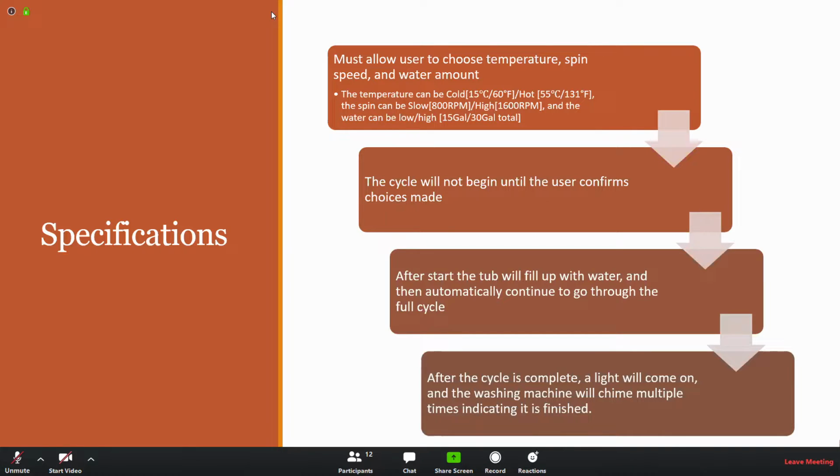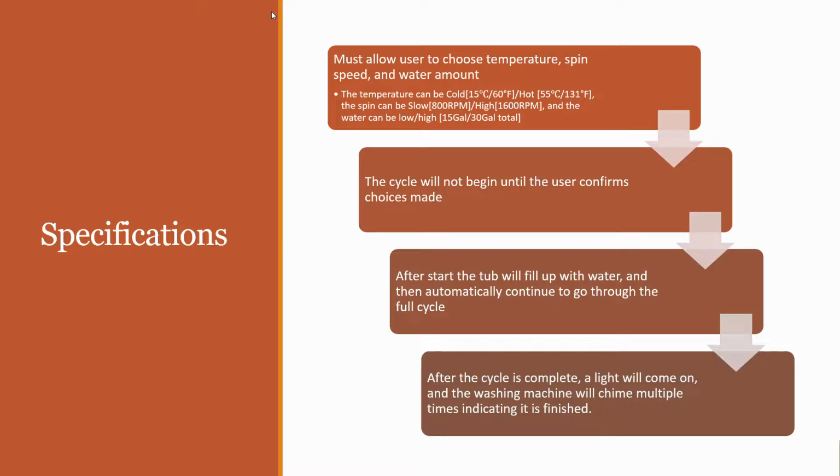And then the amount of water is based off of the more water efficient washing machines, which in total for the whole thing would be 15 gallons for low and then 30 for high. All those choices that they made wouldn't begin until the user actually confirms that they want to stick with those choices. And as you will see in my diagram, if they choose not to confirm, then it'll reset them so that they could either decide that they actually did want to make those choices or just choose something else.